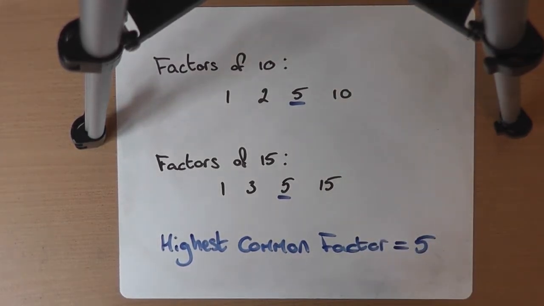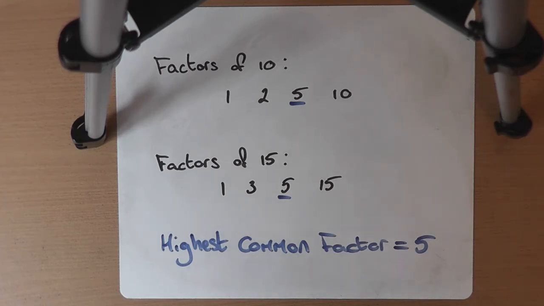5 is the highest common factor because in fact it's not just that it's in both lists, it's that it's the biggest thing in both lists. And if you are asked to find the highest common factor of a pair of numbers, it is no harder than list the factors of one, list the factors of the other, and then pick the biggest number in both, exactly like I've done here. Classic question here would be, write down the highest common factor of 10 and 15. So I wrote down the factors of 10, the factors of 15, and then picked the biggest number in both.